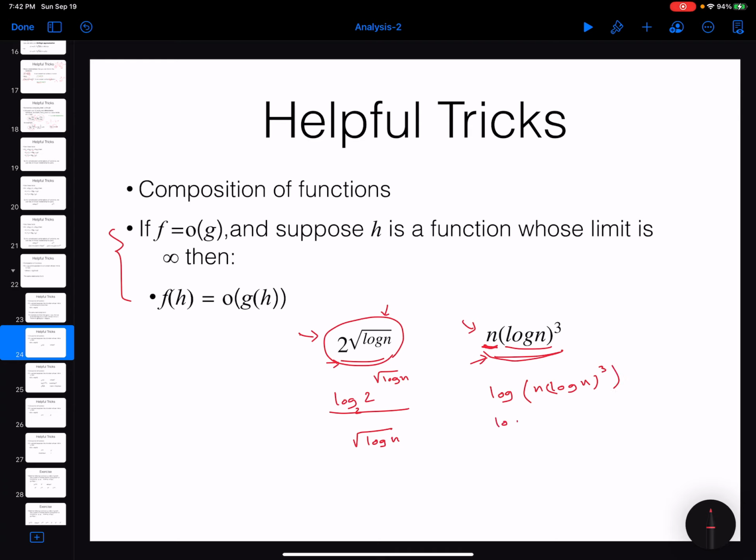It's going to be log of n plus, since I have a multiplication between these two, it's going to convert to a summation. Log of n, and the power 3 is going to come out. So this is going to be something like this: log of n plus 3 log of n. So now I need to compare this function and this function. And now it is easy to compare these two, right?